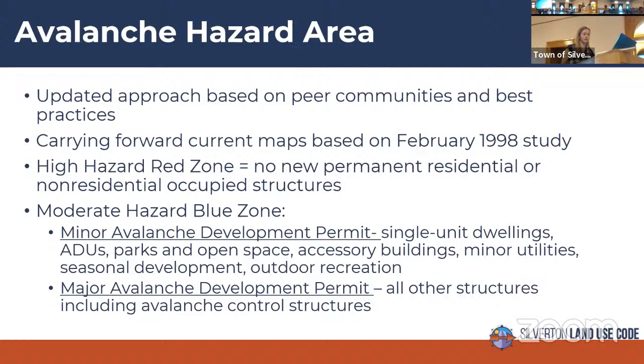That high hazard red zone means that no new permanent residential or non-residential occupied structures may be built at all in that area. And then the moderate hazard blue zone is more flexible with what can be built and what type of process you have to follow. So there are minor and major development permits. And depending on what you are developing or what you are building will determine what type of permit process you go through. And those minor ones would be a staff approved permit. Next slide, please.